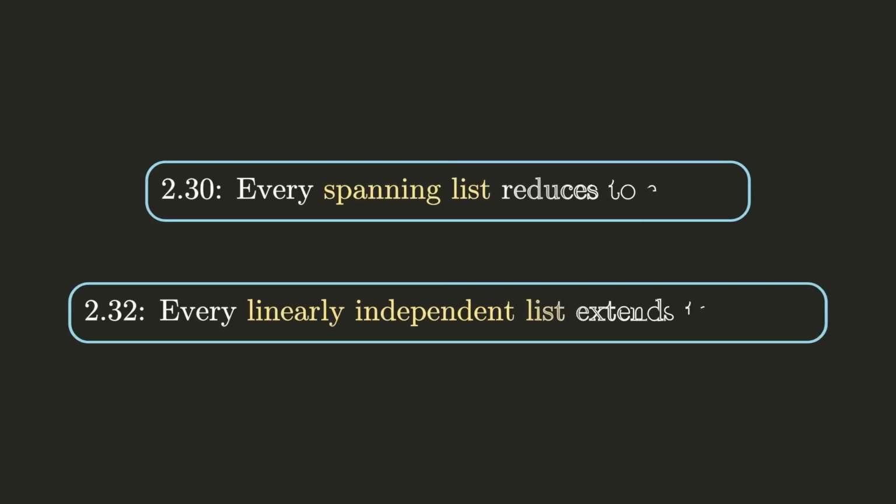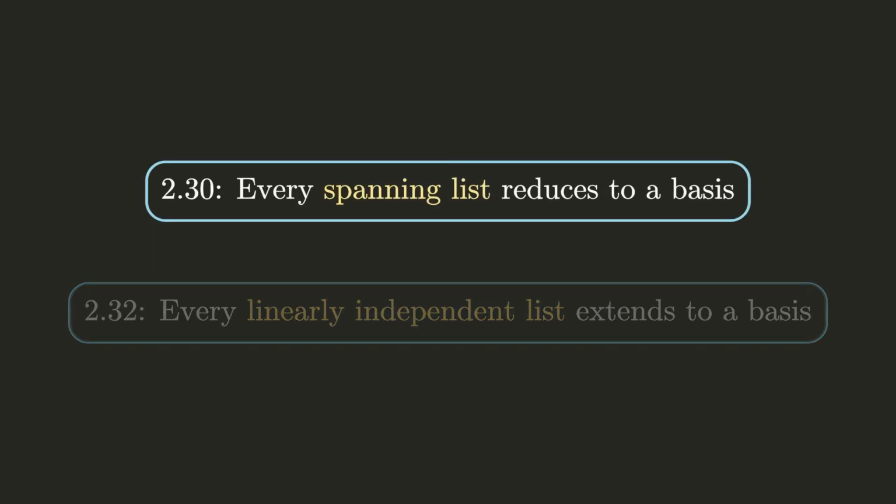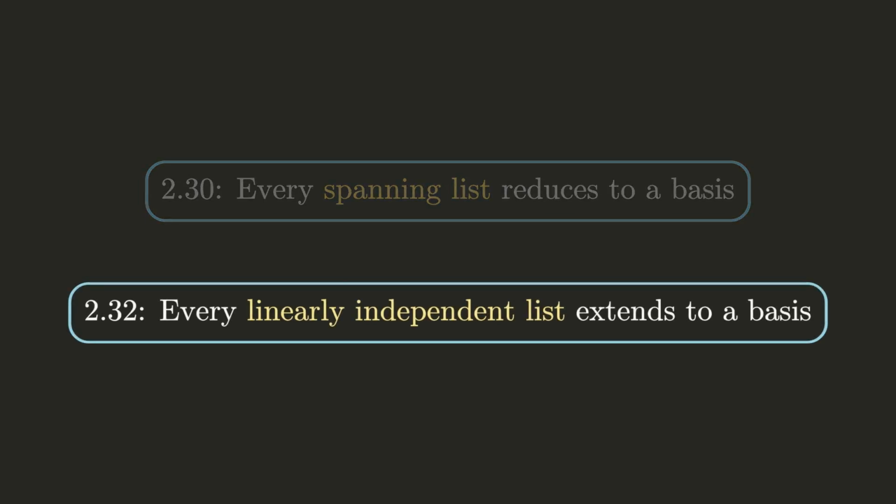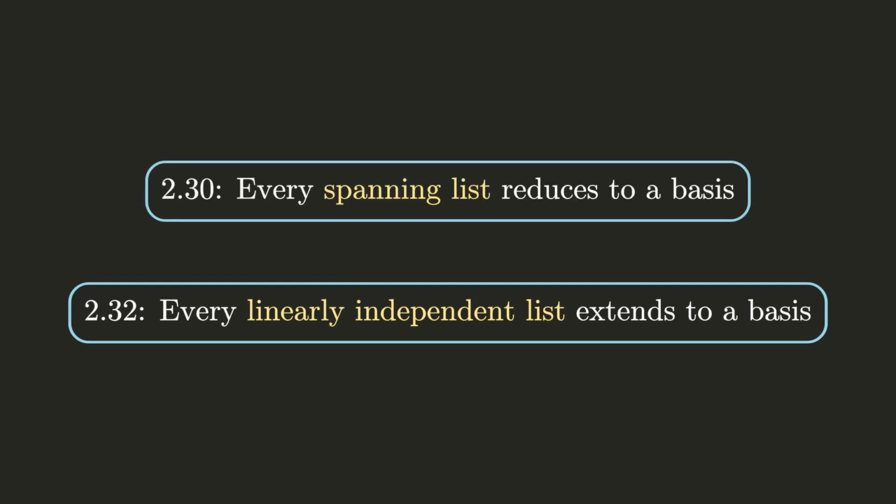Here are two more important theorems about bases. The first one says that with any spanning list, we can get a basis by removing some of the redundant vectors in it, essentially making it linearly independent. The other one is pretty much the inverse of that. It says that we can make a linearly independent list a basis by adding some vectors to it. Now 2.30 can be proven in a similar manner. We prove the linear dependence lemma by removing vectors from a list. We won't go over it here. Feel free to give it a try.